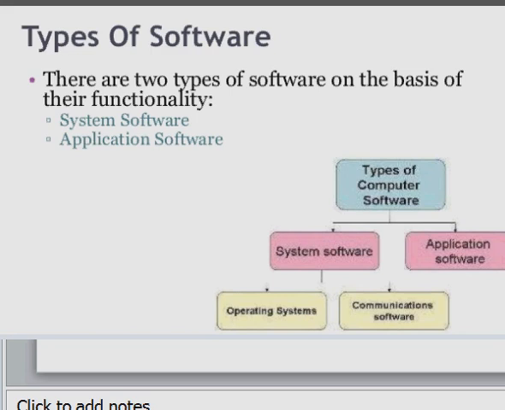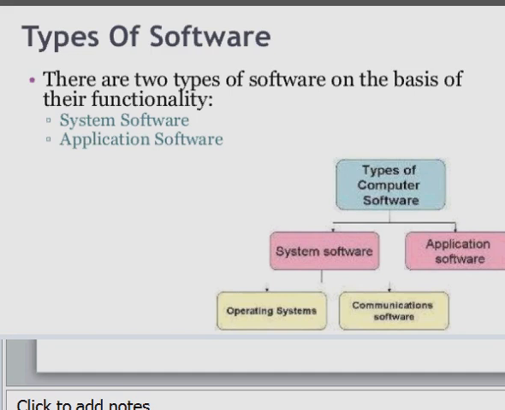So depending on differences, you can say types of software. There are mainly two types of software on the basis of their functionality, meaning what kind of work the software is doing. Depending on that, the types of software are given. Number one is system software and another one is application software.